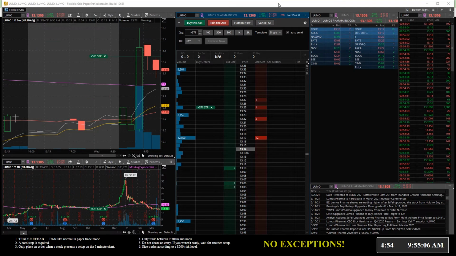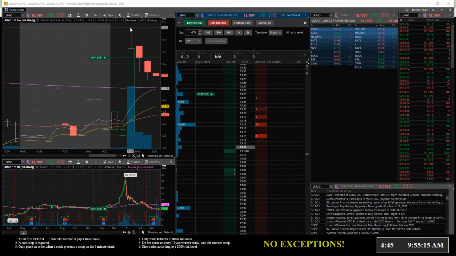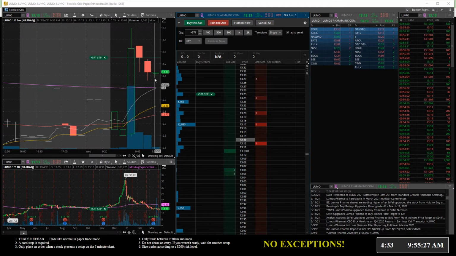All right, next on the chopping block, whatever you want to call it here, is LUMO. She has climbed up. Don't just stop short of 1350. Pull back, pull back, pull back. Hasn't quite touched the 9. I am sized in at a stop at 1290.